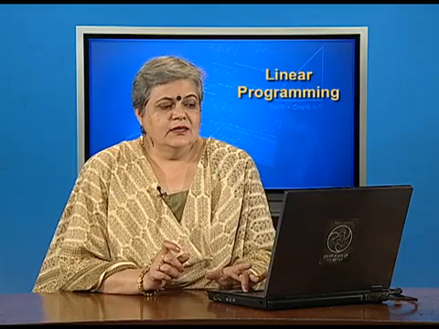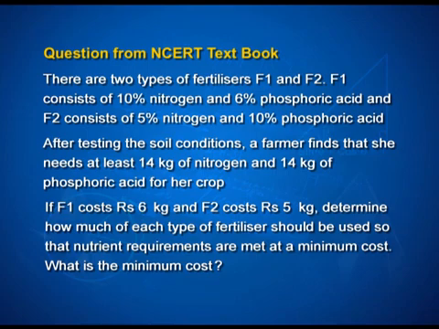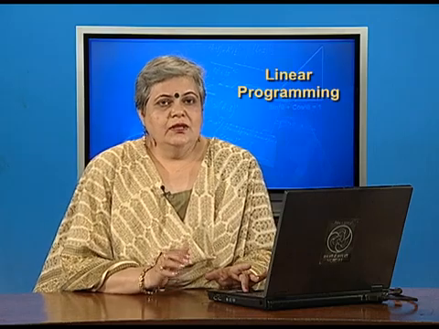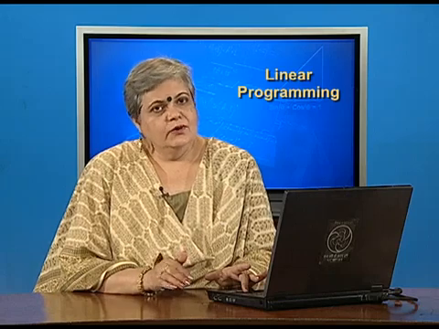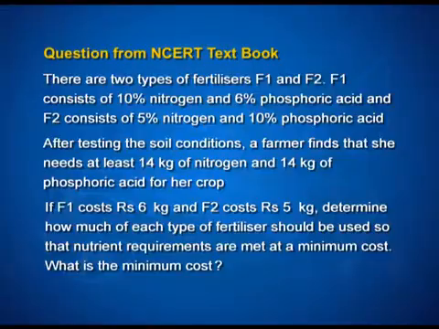Along with that, there is a condition on how much nitrogen and how much phosphoric acid is required. It says at least. So, you need to have a minimum of 14 kg of nitrogen. You can have more as well coming from the fertilizers. Each fertilizer has a constraint on how much nitrogen and how much phosphoric acid it contains. F1 consists of 10% nitrogen, F2 consists of 5% nitrogen. F1 has 6% phosphoric acid, F2 has 10% phosphoric acid.